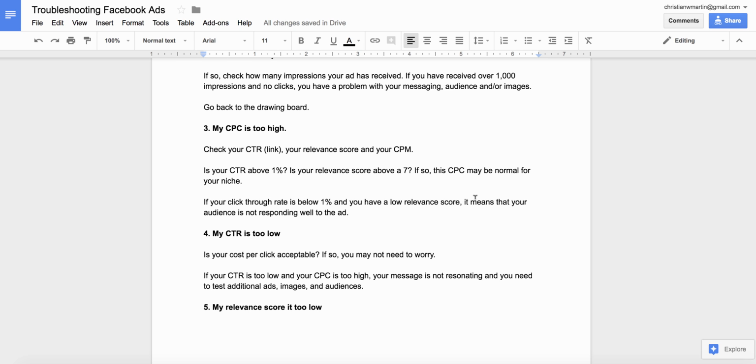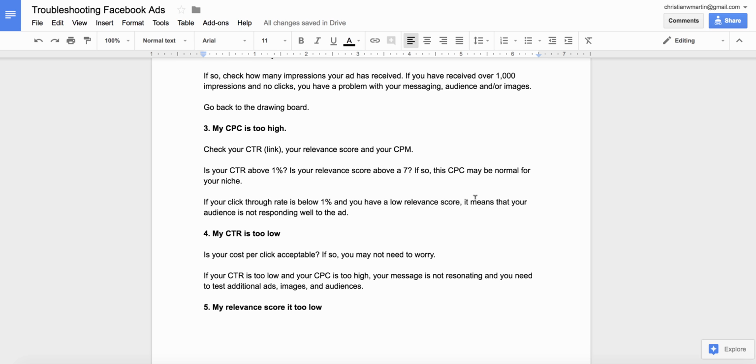Is your relevance score above a 7? If you have a relevance score of a 3, that means your audience is not responding well. That's going to translate to a high cost per click. If you have a high click-through rate, let's say a 2% click-through rate, and you have a high relevance score, let's say 8, this cost per click may be normal for your niche. So different audiences are going to cost different amounts of money to advertise to depending on the competition.